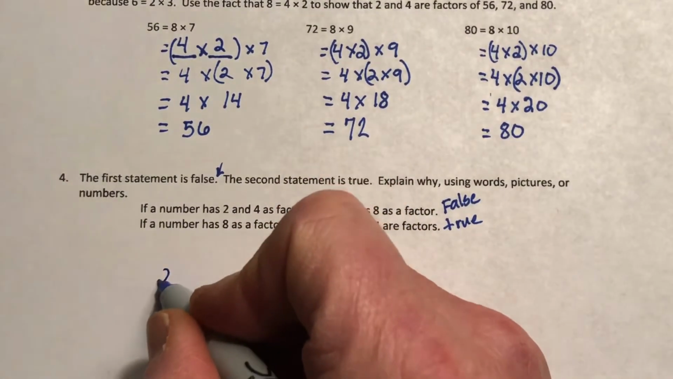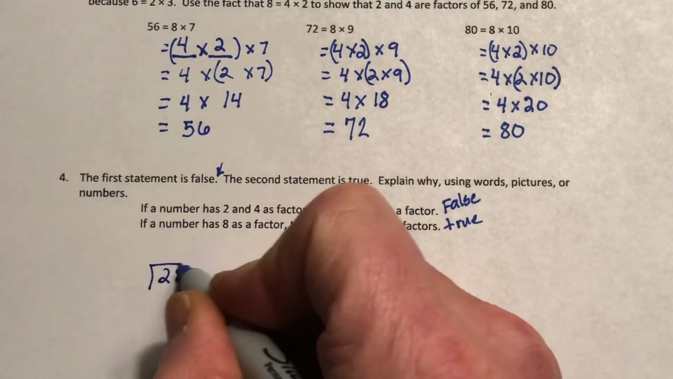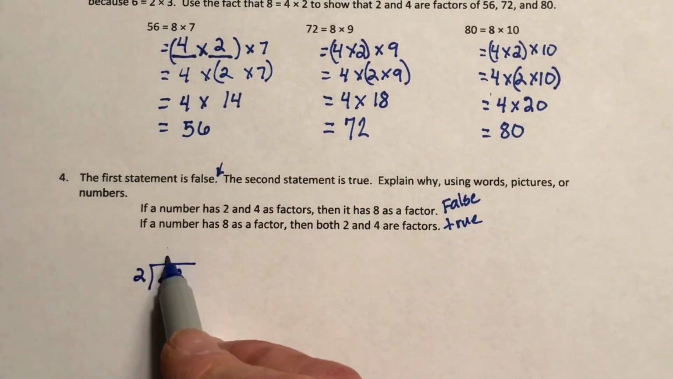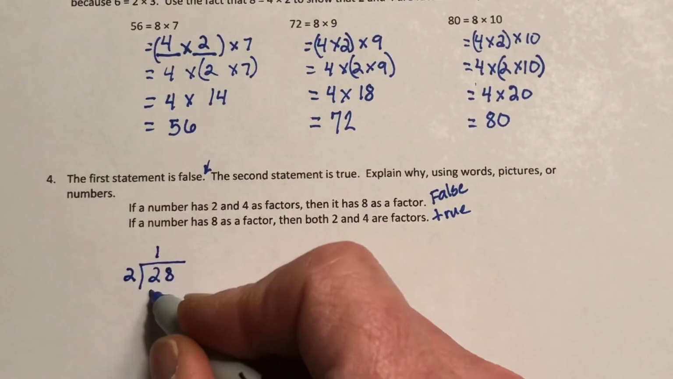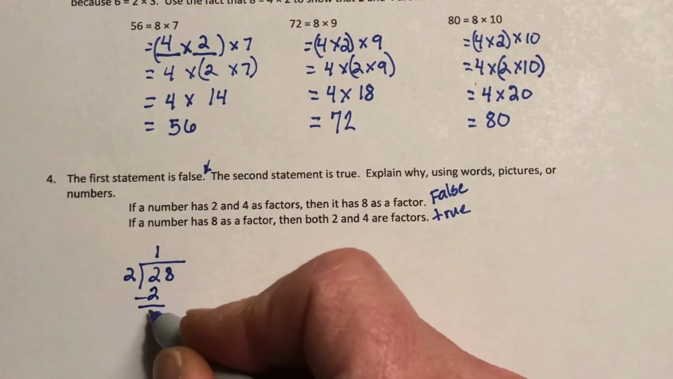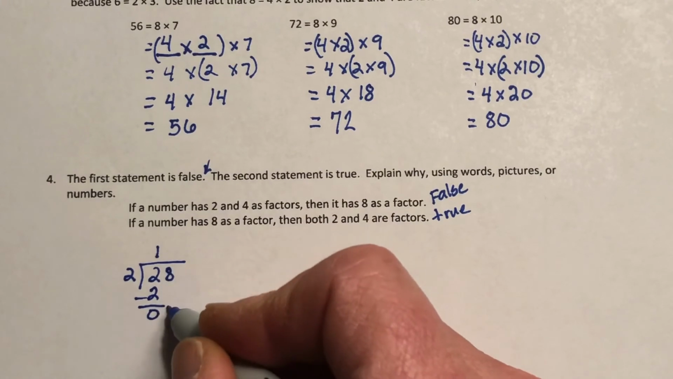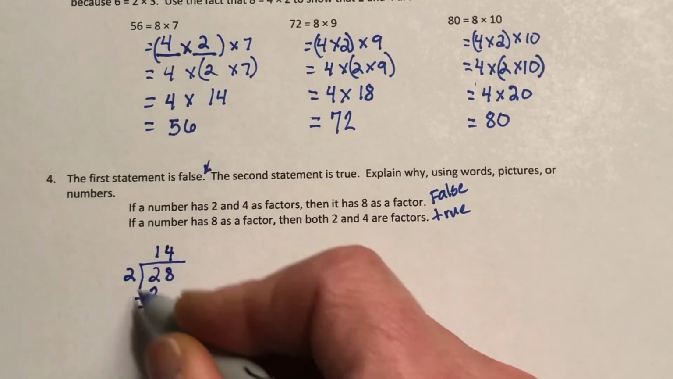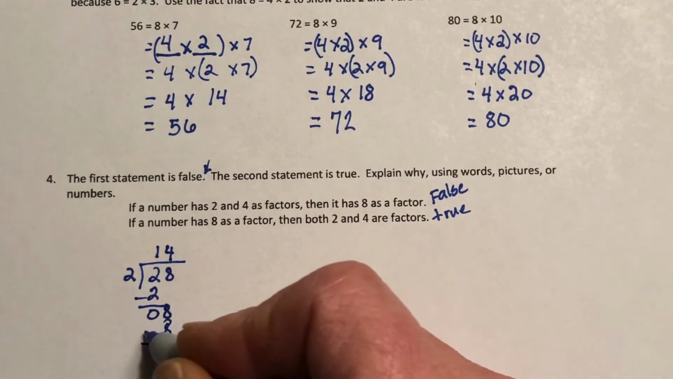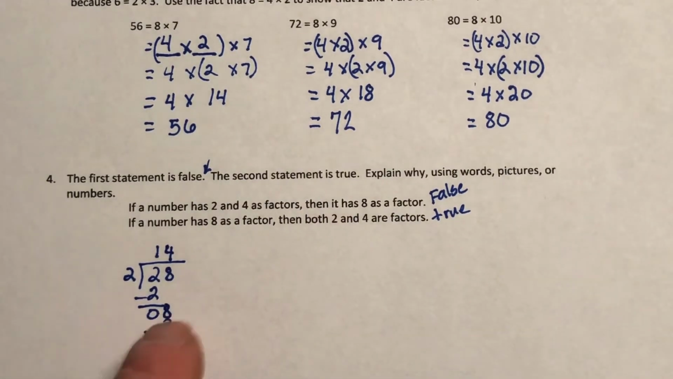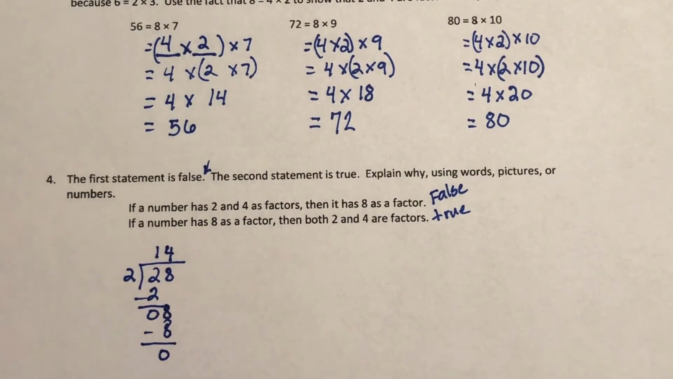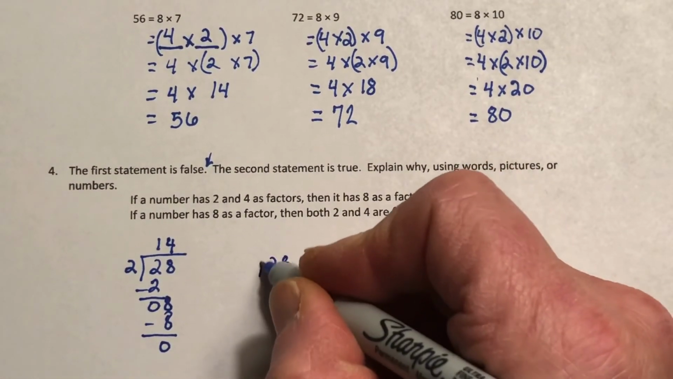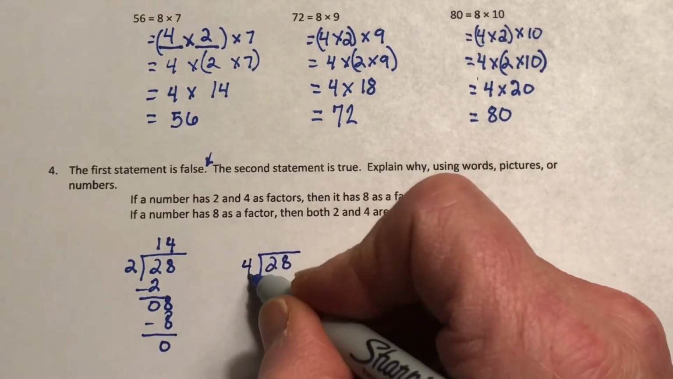So if I do 28 divided by 2, 2 fits into 2 one time, right? 1 times 2 is 2. Subtract, I get 0. Good. Bring down my 8. 2 fits into 8 4 times. 4 times 2 is 8. Subtract, I get 0. Good. See, that fits in. It's basically 28 divided by 2. It's split in half, which is 14.